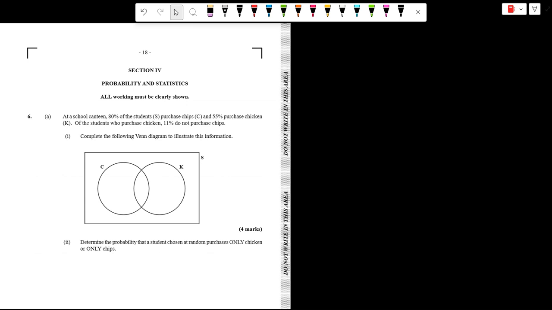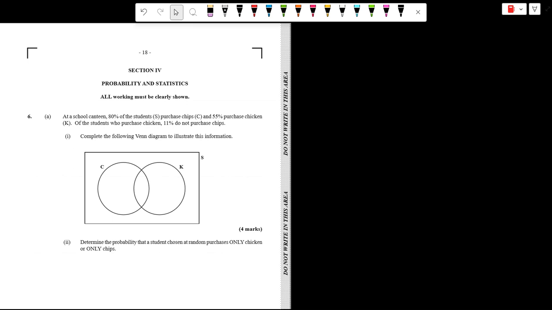Now, let's move on to look at what else the question requires of us. So, part 2, it says, determine the probability that a student chosen at random purchases only chicken or only chips, right? So this says, determine the probability that a student chosen at random purchases only chicken or only chips.